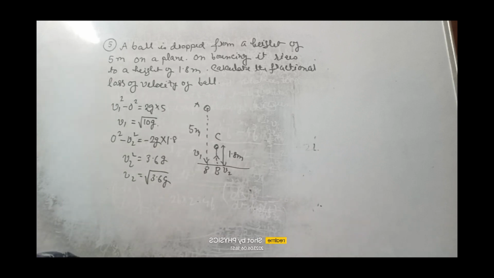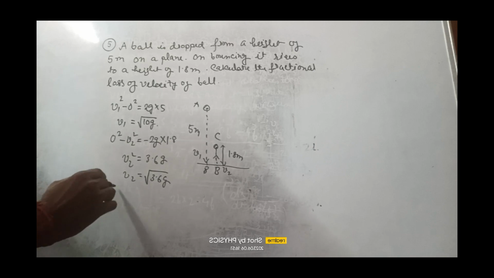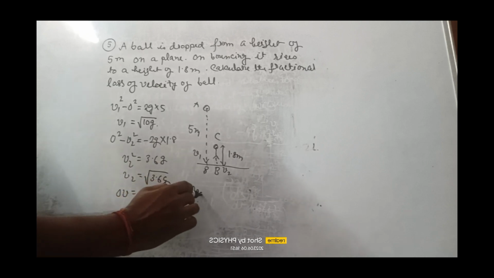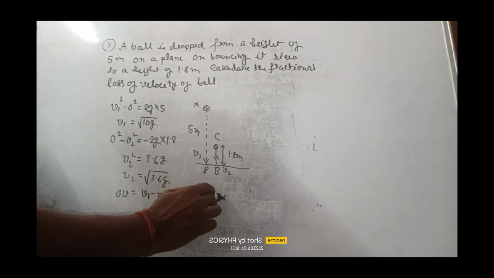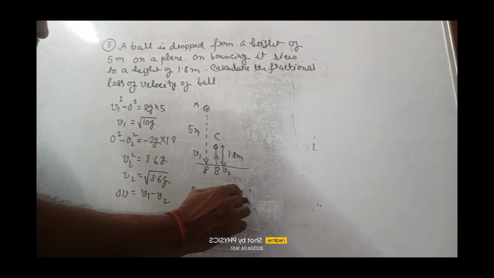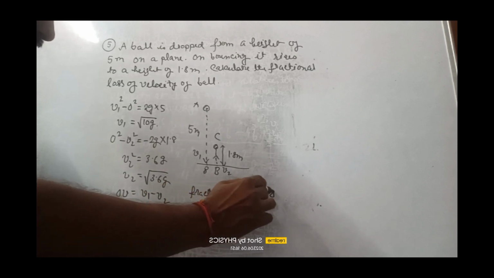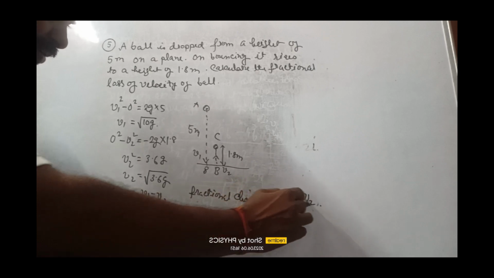Now the fractional change means v1 minus v2 will change. First find out the change. Delta v is equal to v1 minus v2, and the fractional change is equal to delta v by v1, that is v1 minus v2 by v1. If we calculate this, we will get the fractional change in the velocity.